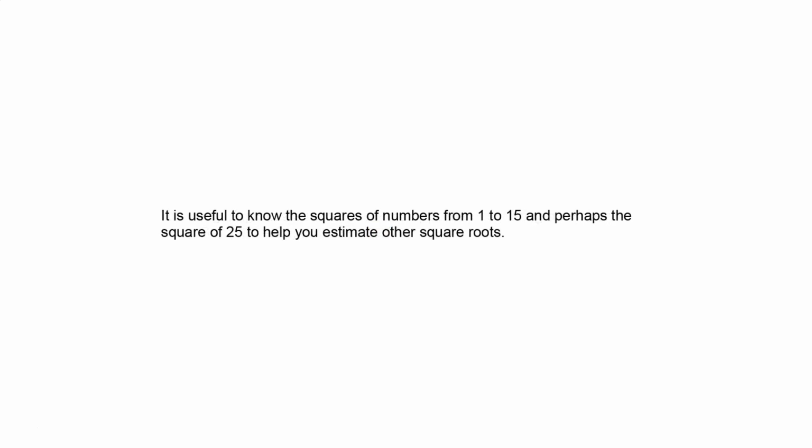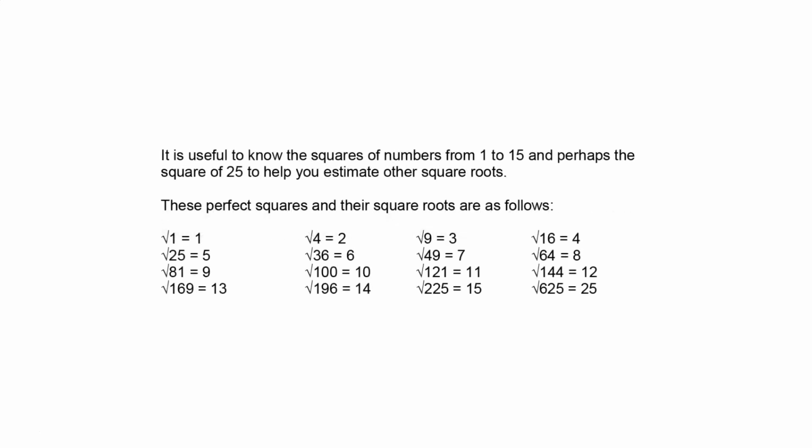It's useful to know the squares of numbers from 1 to 15, and perhaps the square of 25 to help you estimate other square roots. These perfect squares and their square roots are as follows. I won't review them all here, but it's a good idea to go through and memorize these if you don't know them already. Most of them you should already recognize if you've learned your times tables up to 12 times 12. That just leaves 13, 14, 15, and 25 to learn.